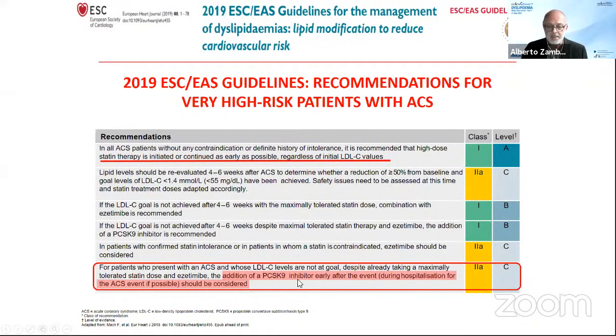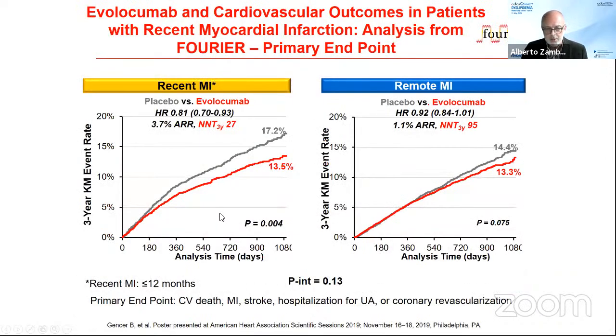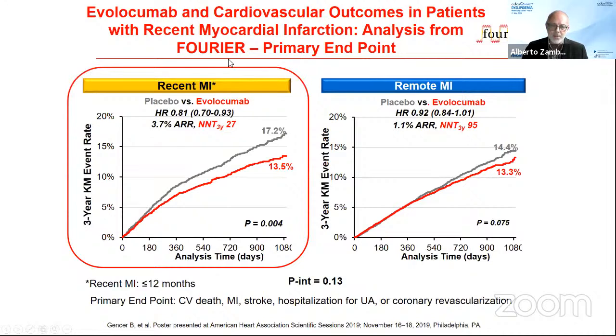Consider the addition of a PCSK9 inhibitor early after the event, possibly during hospitalization, so before discharge, for two reasons. Of course, one is that this recent analysis of the Fourier suggests that adding the PCSK9 inhibitor in patients with recent MI, an MI that happened less than 12 months before the addition of evolocumab, as compared to the placebo therapy, identifies patients who have a greater benefit in terms of greater reduction, once again 3.7 absolute risk reduction, as compared to those who had a remote event. The 1.1 is the absolute risk reduction.